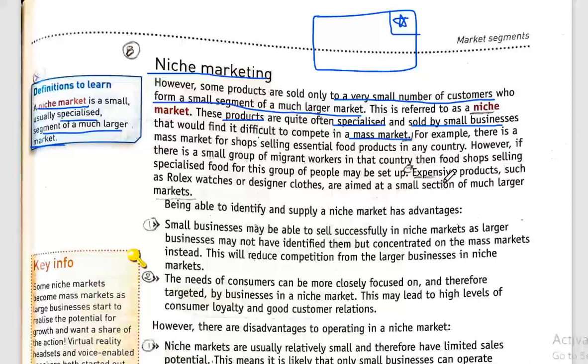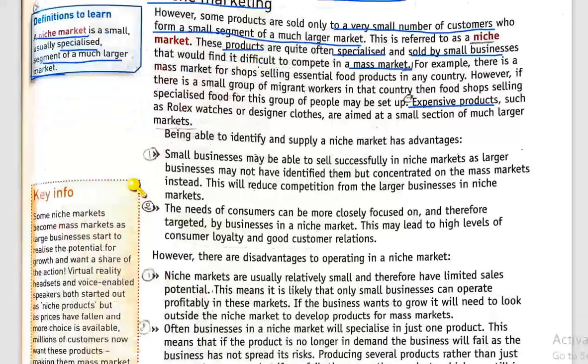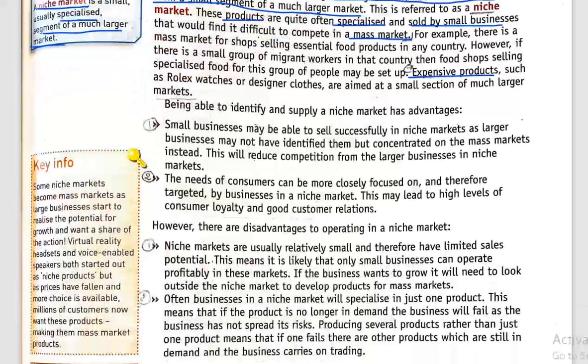So let's say over here we have an example of products that are sold in niche marketing, such as expensive products. It's for a specific segment in this market. It's not for everyone, such as Rolex.